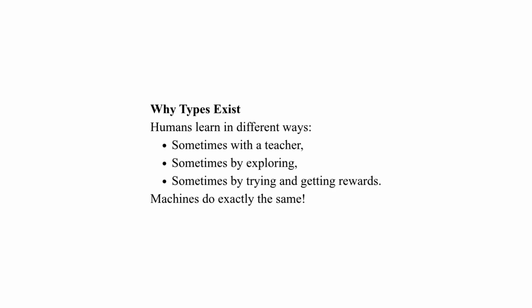Humans learn in different ways. Sometimes we learn from a teacher who tells us what's right or wrong. Sometimes we explore and figure things out ourselves. And sometimes we learn by trying, making mistakes, and improving. Machines learn in exactly the same three ways.